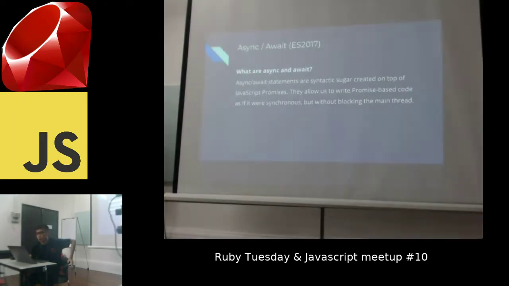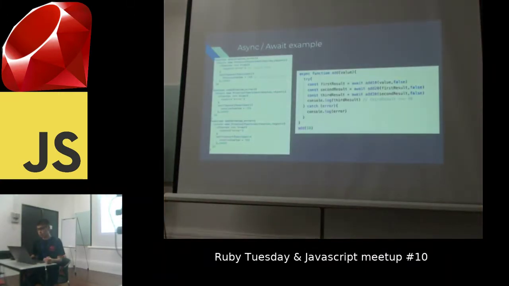So another concept in JavaScript, the new thing in ECMAScript 2017, is called async await. So what is async await? Async await is syntactic sugar built on top of JavaScript promises. It allows us to write promise-based code as if it were synchronous, but without blocking the main thread. So basically, async await enhances promises to let you handle them more easily in JavaScript. Let's see an example of how we create async await.